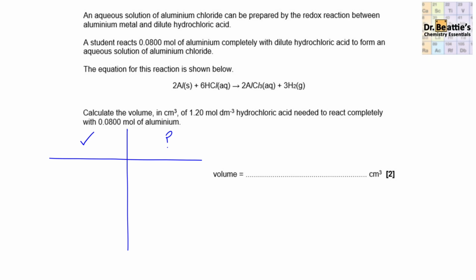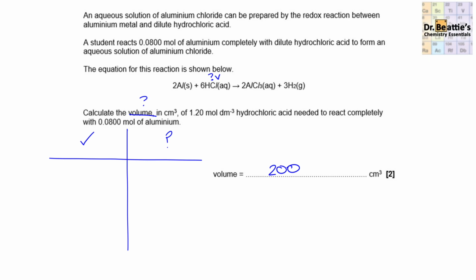Okay, so if your answer was 200 centimeter cubed, then you got the full 2 marks. Now, if you didn't get this right, or you had no idea how to approach it, we're going to do a quick walkthrough now. So we're being asked, first of all, to calculate the volume in centimeter cubed, so that's our question mark, of hydrochloric acid needed to completely react with 0.08 moles of aluminium. So if we put a question mark there, we're trying to work out a volume of this.